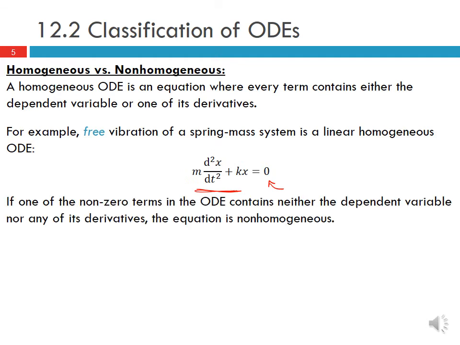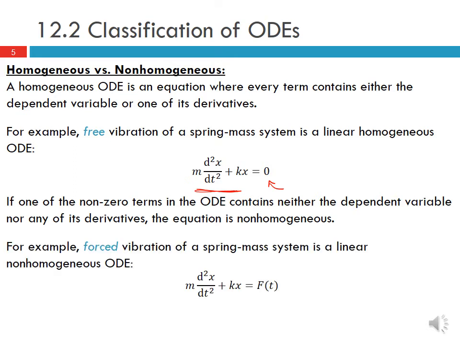If one of the non-zero terms in the ODE contains neither the dependent variable nor any of its derivatives, then the equation is non-homogeneous. For example, forced vibration of a spring mass system is a linear non-homogeneous ODE. Here you can see that we've got m d2x by dt squared plus kx is equal to f of t. So here we've got something that does not have an x in it. It's not a function of x or its derivatives, but it can be a function of time and it can be a constant. And this gives us a non-homogeneous ODE.